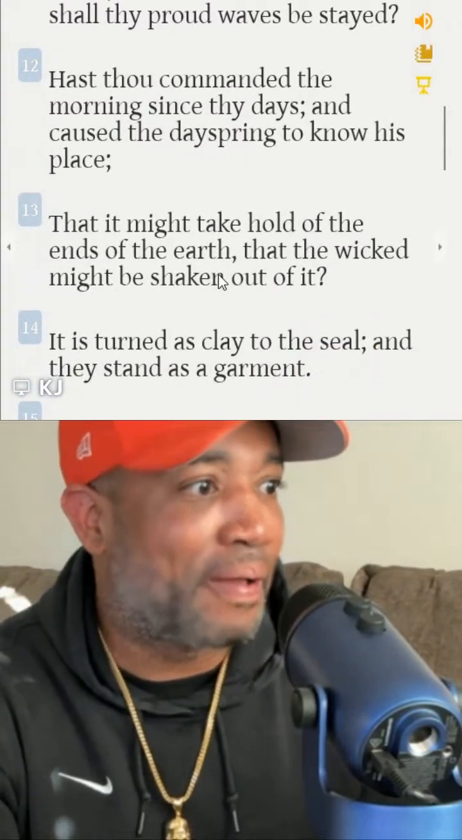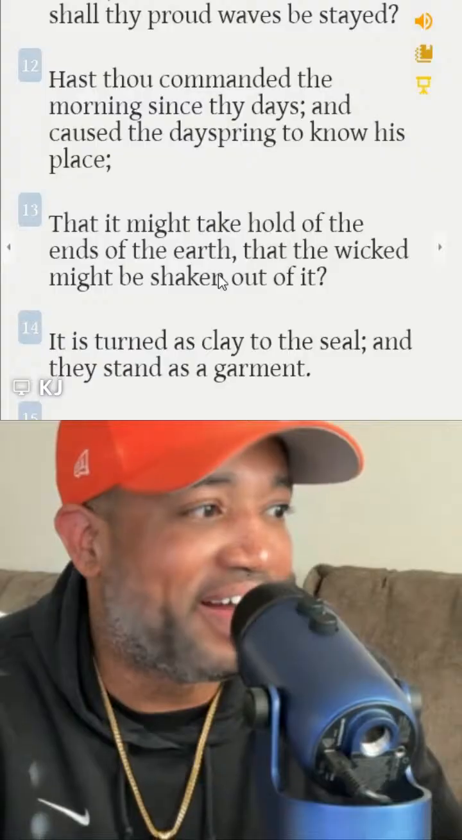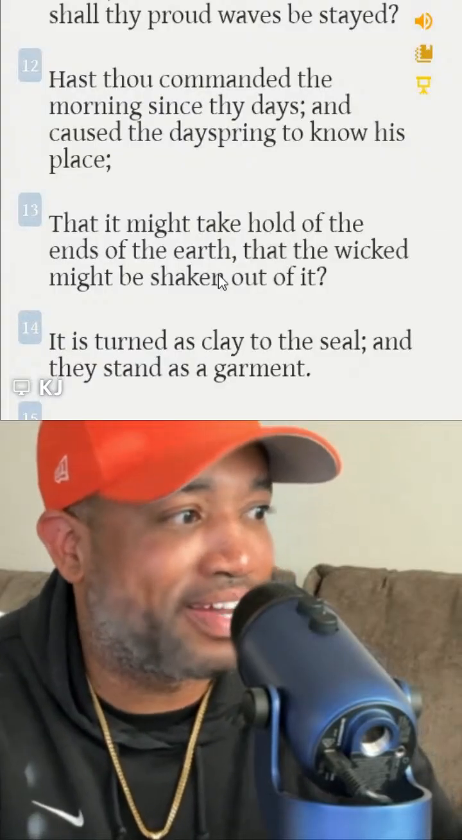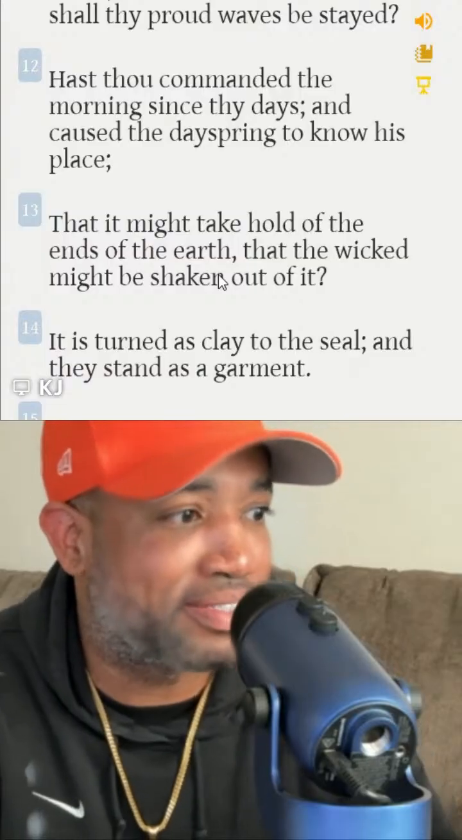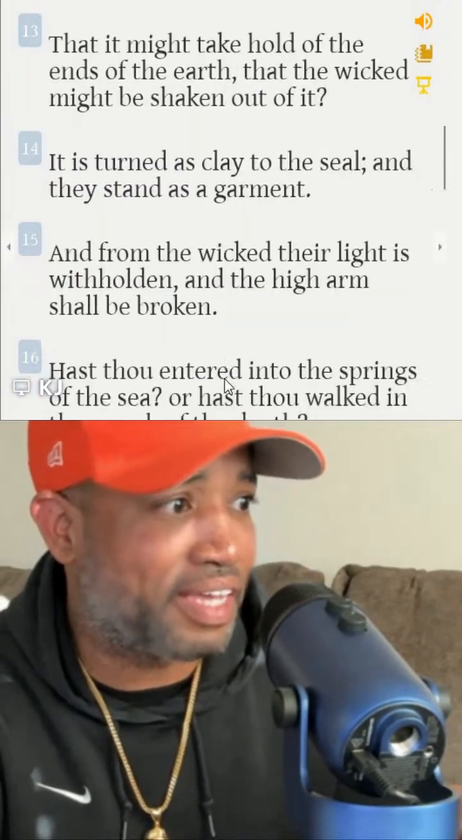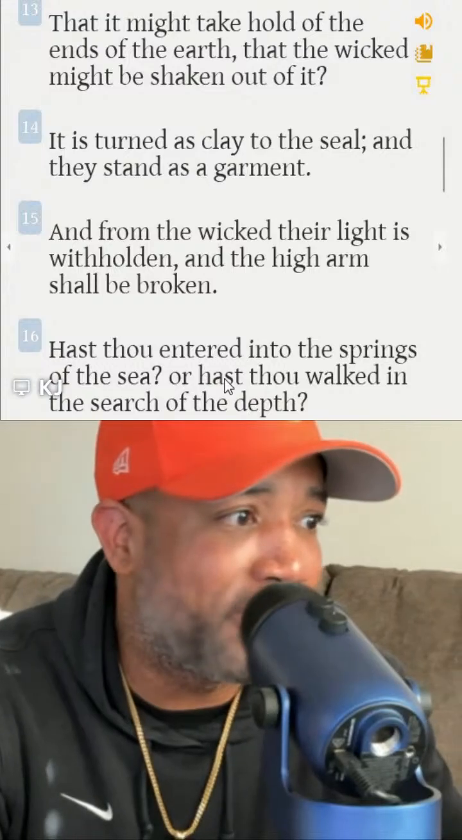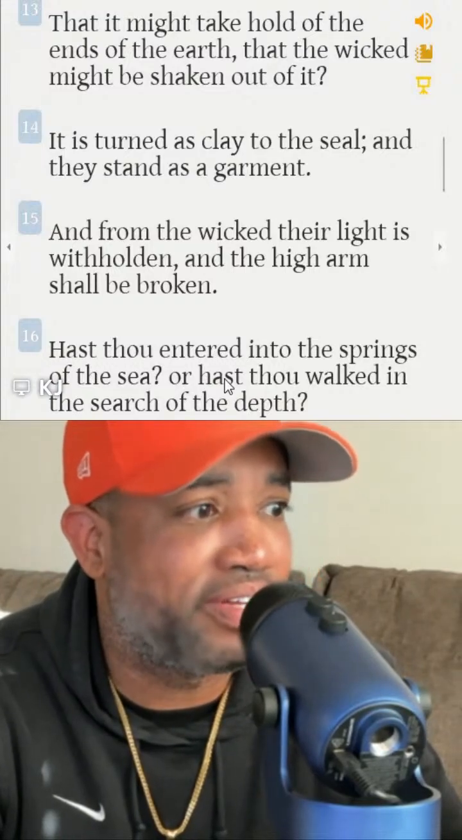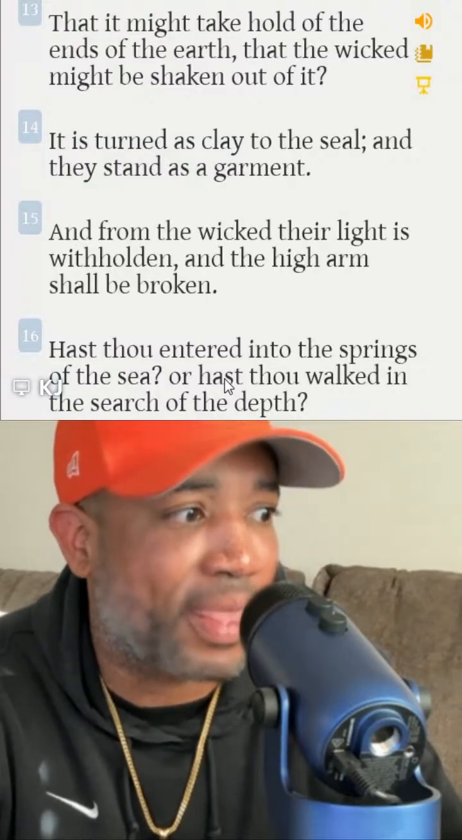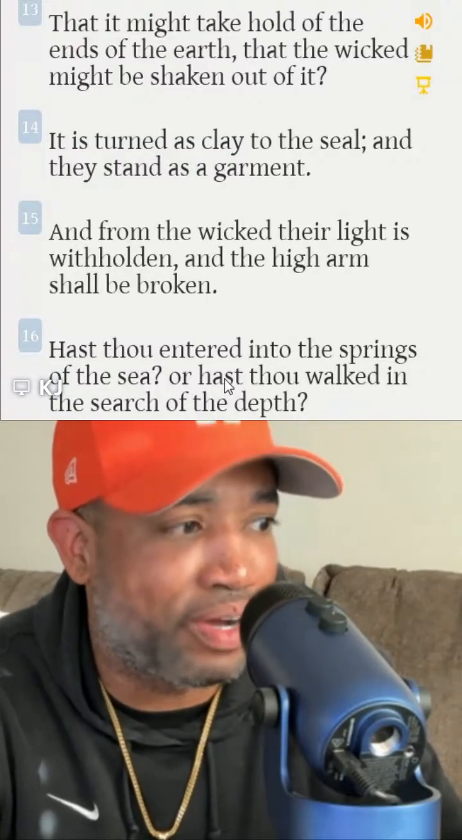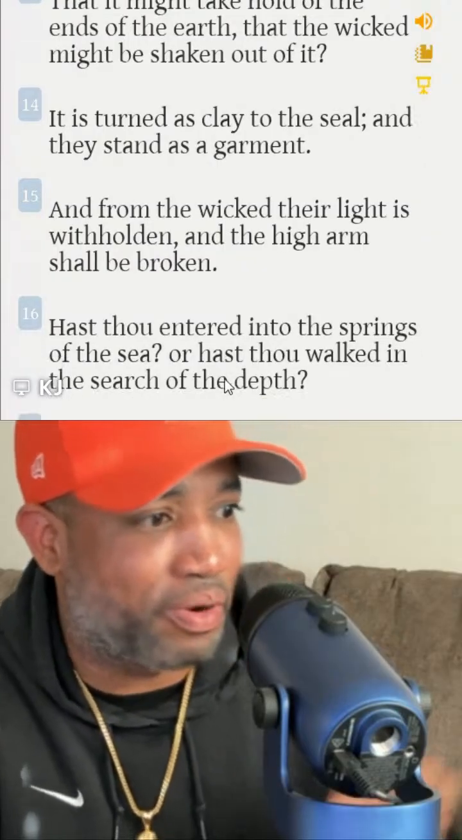Here I go again. "Hast thou commanded the morning since thy days, and caused the dayspring to know his place, that it might take hold of the ends of the earth, that the wicked might be shaken out of it? It is turned as clay to the seal, and they stand as a garment. And from the wicked their light is withholden, and the high arm shall be broken."